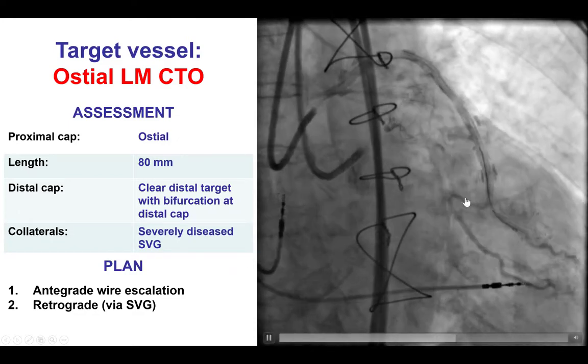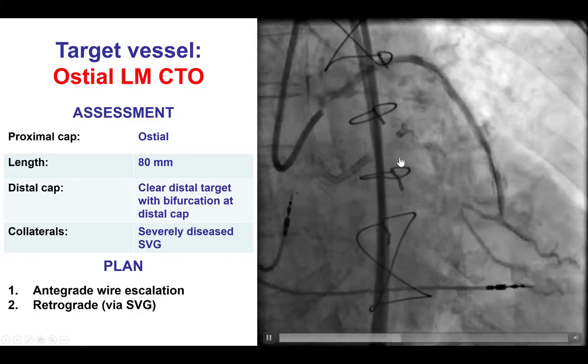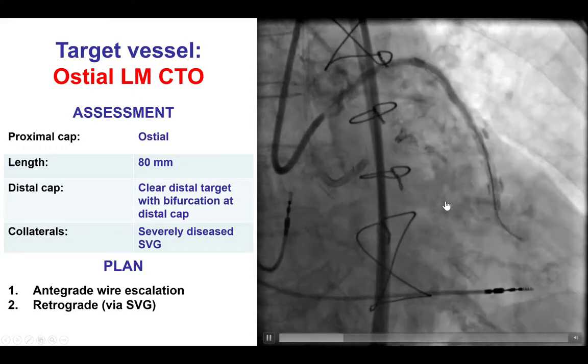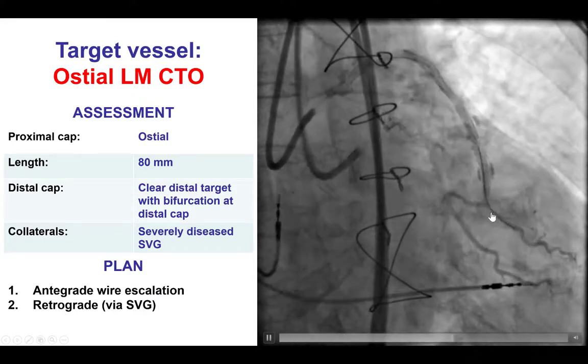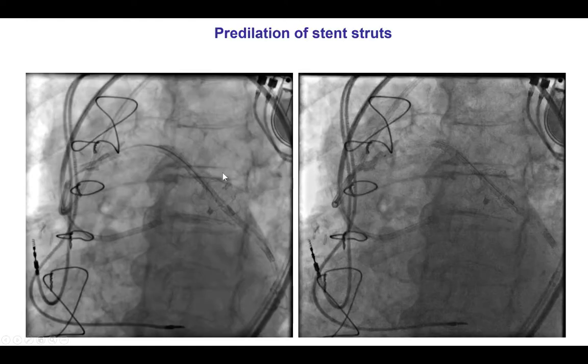Therefore, our plan was, given the bifurcation at the distal cap, to first try antegrade wire escalation, although we knew the likelihood of success was low, followed by retrograde crossing from the saphenous vein graft to the first obtuse marginal branch. We tried antegrade crossing, but unfortunately the wire kept on going into the LAD, therefore we quickly abandoned that approach, and then attempted retrograde crossing.